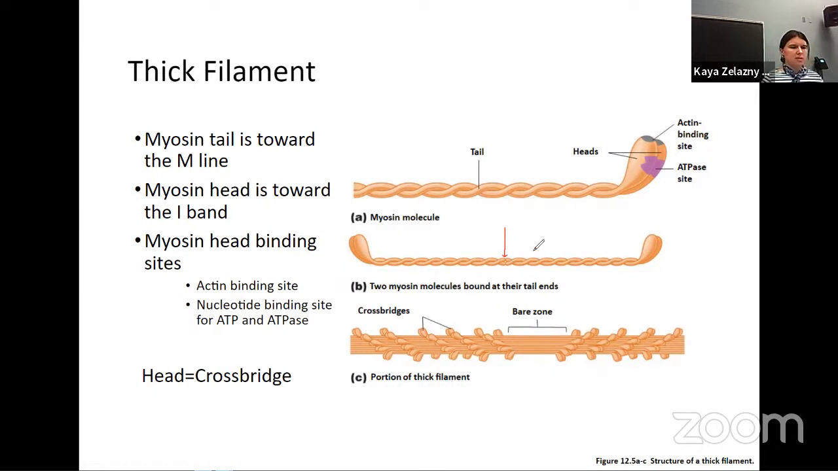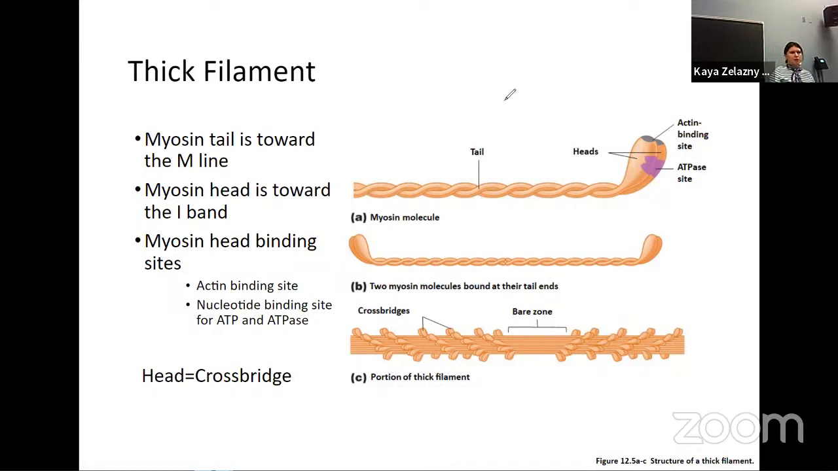Those tails are towards the M line, towards the centerpiece, and then their heads, just like the other end of the golf club, I don't golf, sorry guys, are out towards the I band. This is the end that would be out towards our actin, out towards the thin filament. In the sarcomere, this is the part that's over towards this stuff. We'll draw this on later in a future image, but this is where our heads are, essentially.